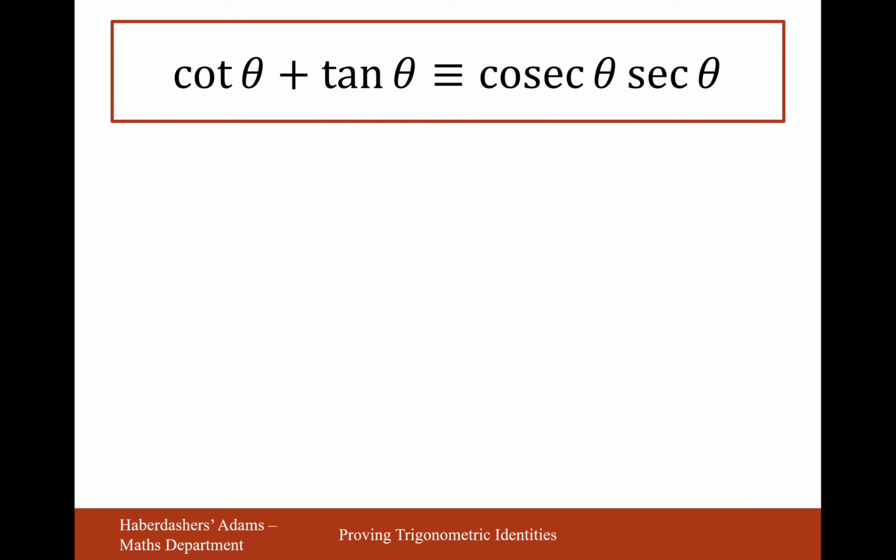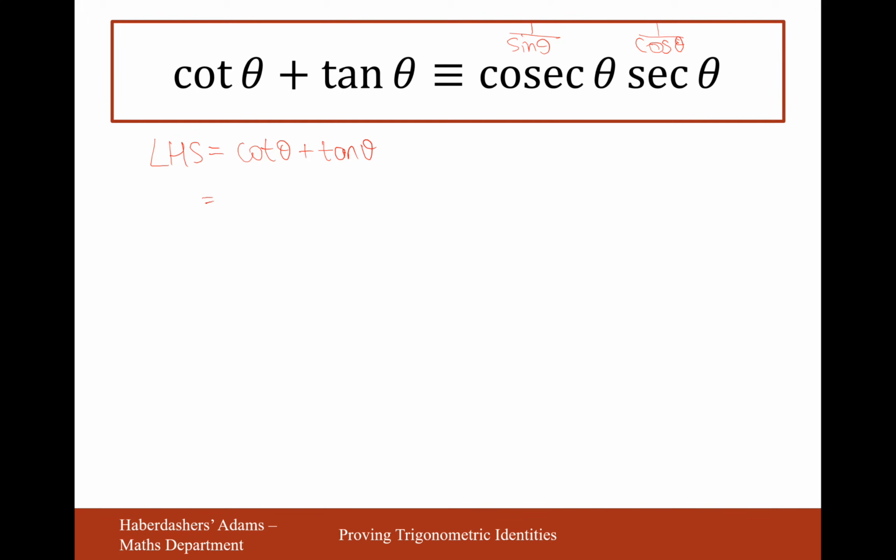Cot theta plus tan theta is identical to cosec theta sec theta. What we'll probably do is work on the more difficult side. I reckon that's the left hand side in this case. But let's think about what the right hand side is so we know where we're heading towards. Cosec theta is 1 over sine theta, and sec theta is 1 over cos theta. So on the right hand side it's effectively 1 over sine times 1 over cos. That's where we're heading towards. Let's get started on cot theta then. So left hand side equals cot theta plus tan theta.